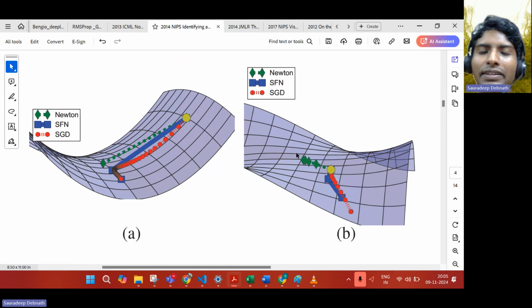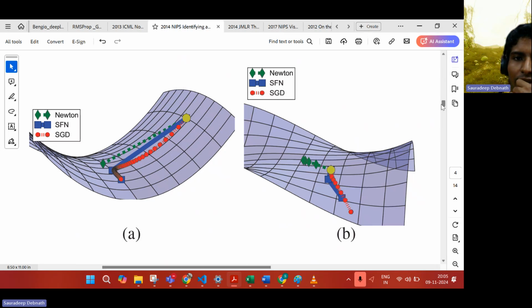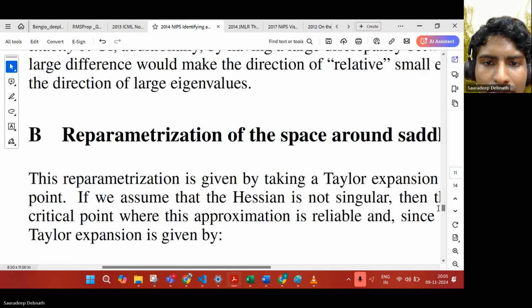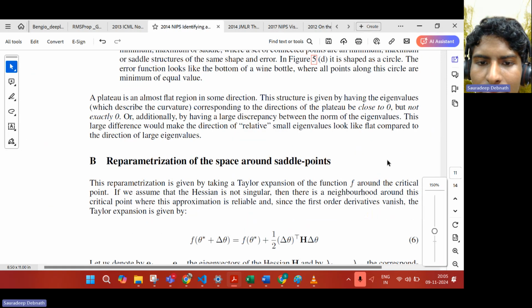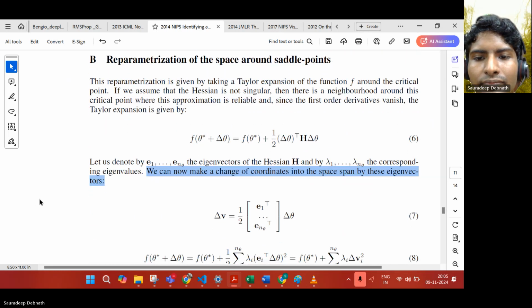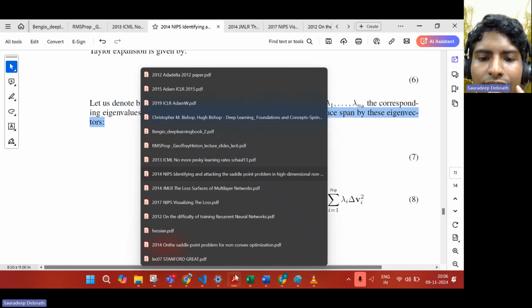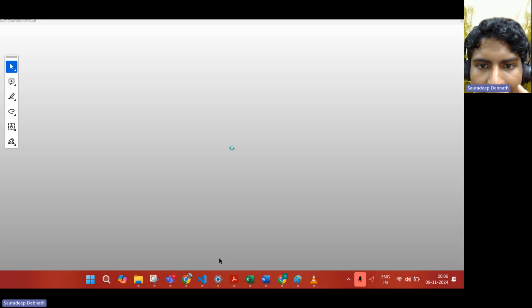Now let's try to understand why that is. Before going there, let's first talk about the Hessian itself once again.